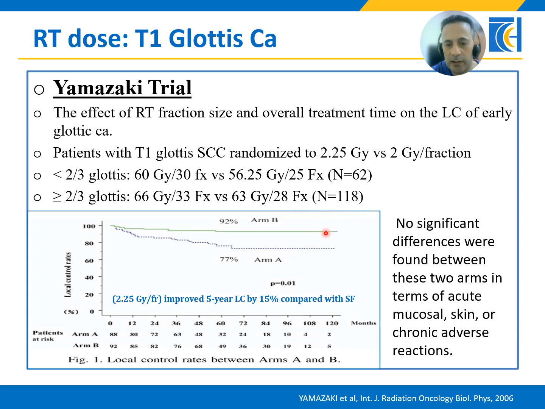And there was a clear win. Arm B, the 2.25 gray per fraction, had a 15% improvement in local control compared to Arm A, conventional fractionation. And there was no statistically significant difference between the two groups in terms of acute toxicity.